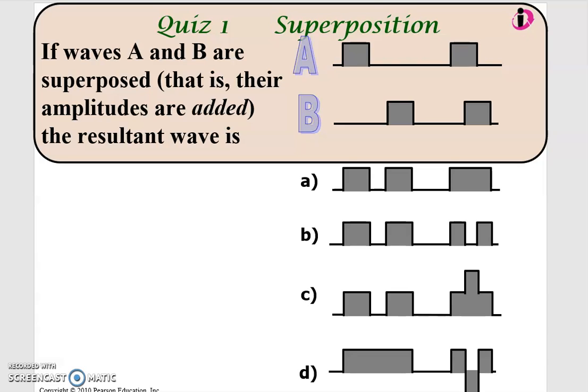So now let's have our first conceptual quiz. This one will have the answers. If we have the waves A and B overlap, this is the concept of superposition. We should try to add or subtract the amplitude. Based on A, the first wave, and B, the second wave, when they overlap at this particular moment, which one will be the result?